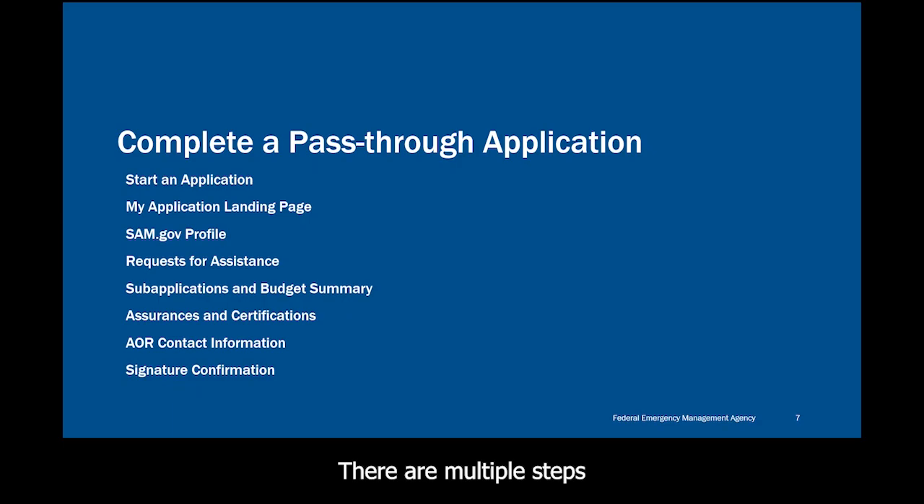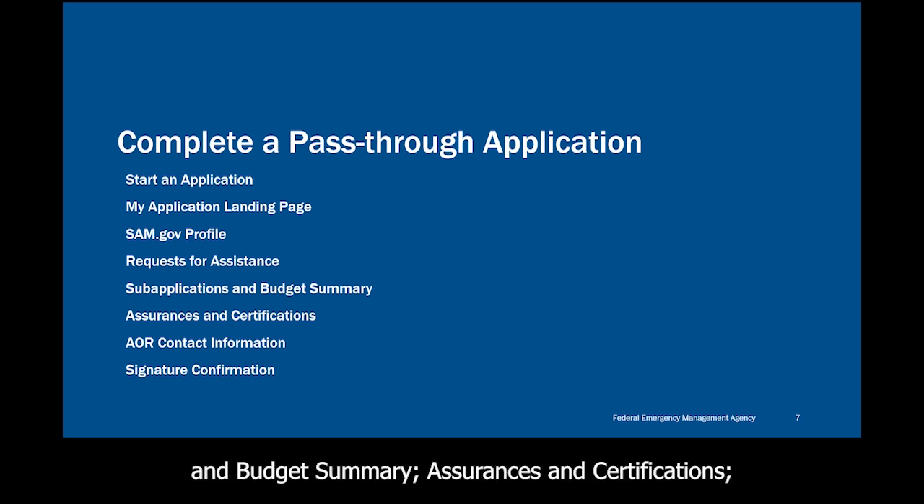There are multiple steps to completing a pass-through application. We will walk through the following steps: Start an application, My Application landing page, SAM.gov profile, Requests for assistance, Sub-applications and budget summary, Assurances and certifications, AOR contact information, and signature confirmation.